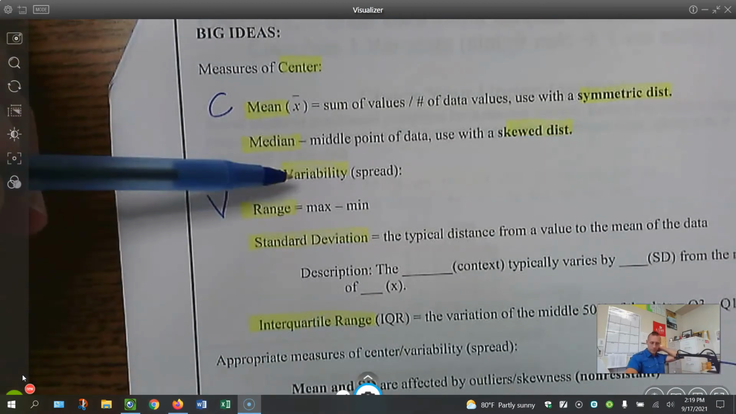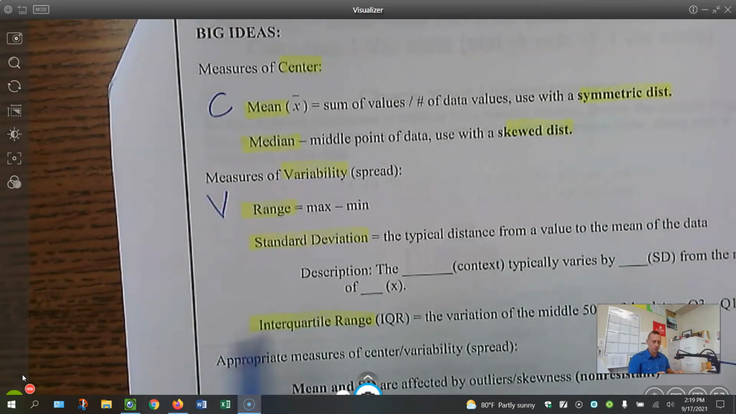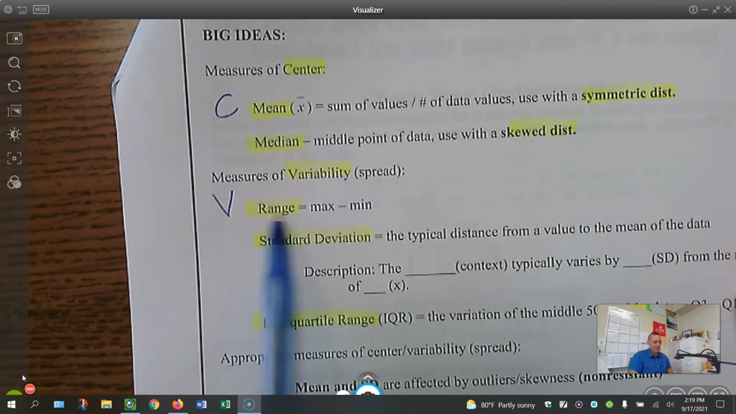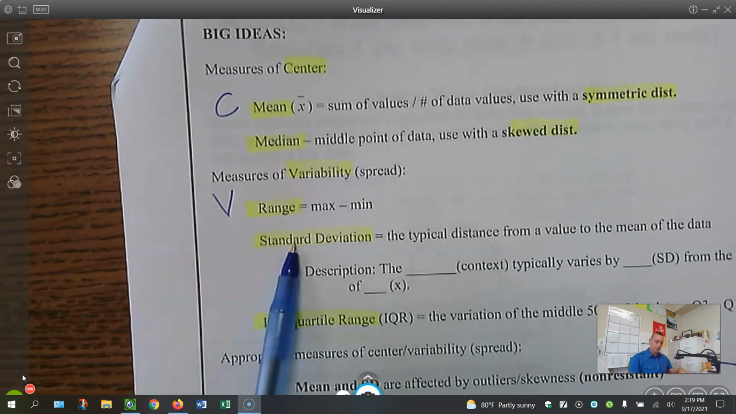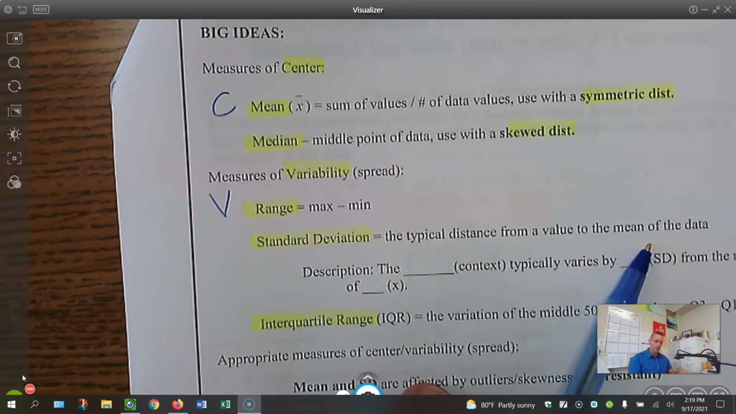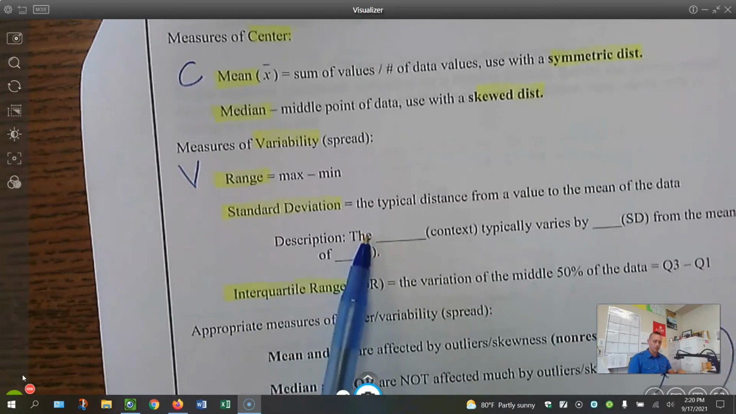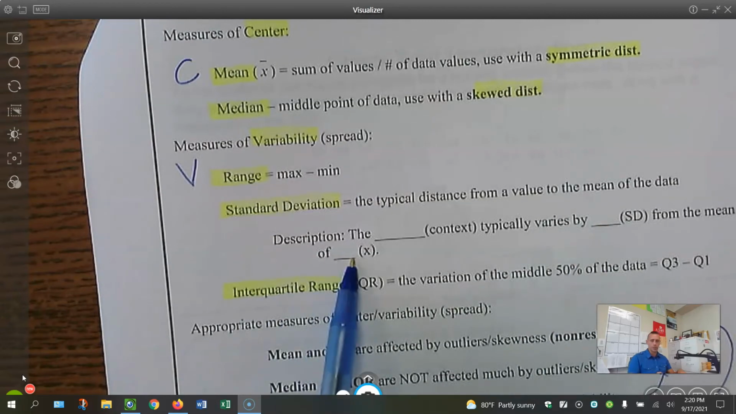There's three measures of variability. Range, that's what we used last class, like, oh, it varies from 0 to 20. We were kind of using that. Range is technically a number. We're really hardly ever going to use range because it only takes into account two data points. Standard deviation, it's the typical distance from a value to the mean. If you want to describe it, the context typically varies by whatever the standard deviation is from the mean.